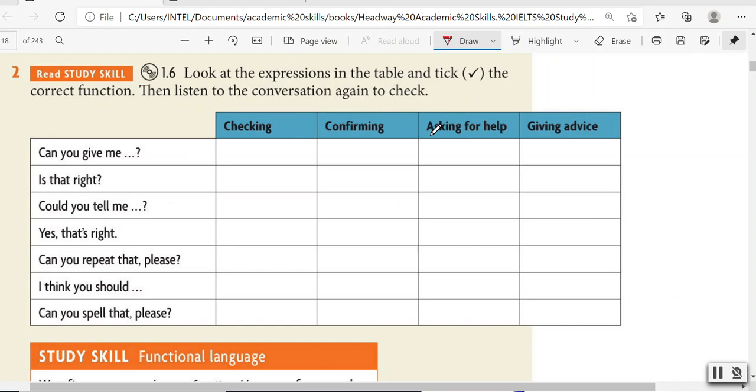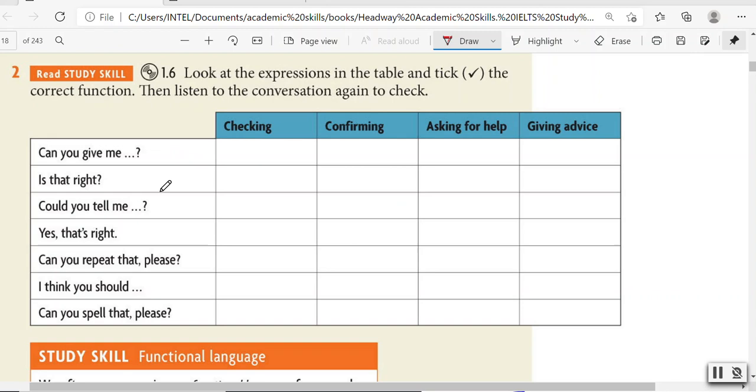Checking or confirming, asking for help or giving advice. Can you give me, is it right, is that right? Could you tell me? Yes, that's right. Can you repeat that please? I think you should. Could you spell that please?